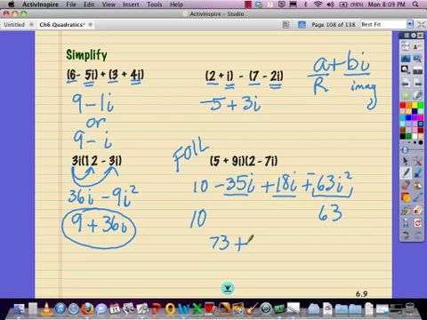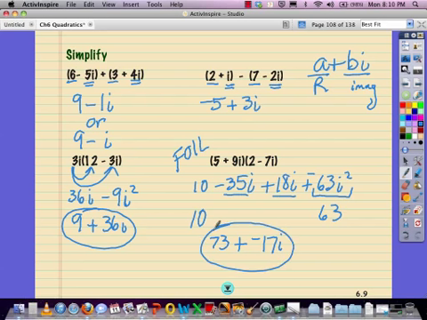Added to, look at your i's, the imaginary part, a negative 35i plus an 18i definitely leaves us a negative 17i. If you'd like to write 73 minus 17i, that would be the same thing. That would be your final answer.